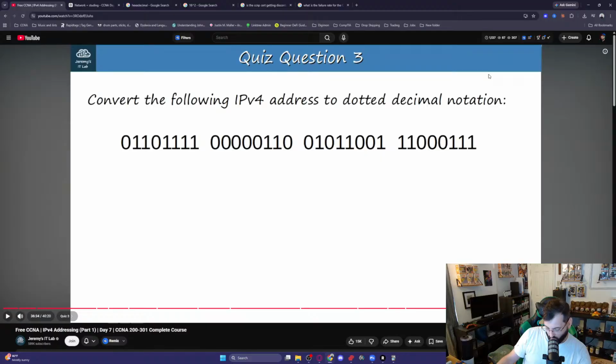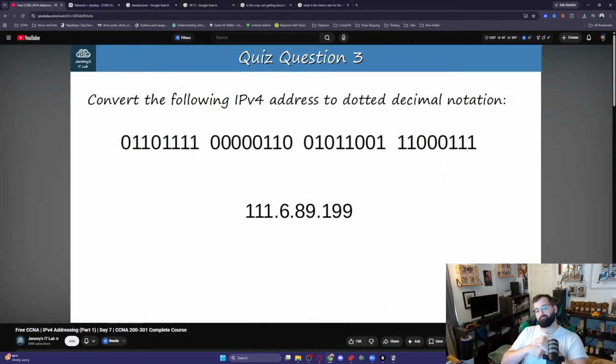So we should be looking at, so long as I didn't screw up again, 111, 6, 90. There's no way that's 98. 89. 1, 2, 4, 8, 16, 32, 64. Yeah, 89 and then 199. The answer is 111.6.89.199. Okay, let's go to question 4.